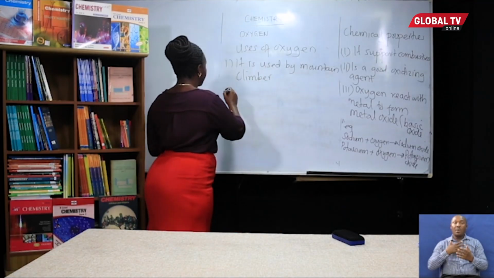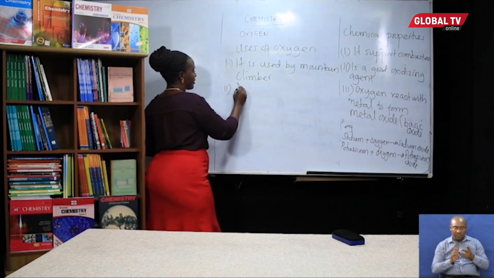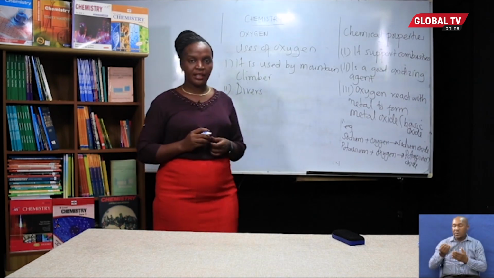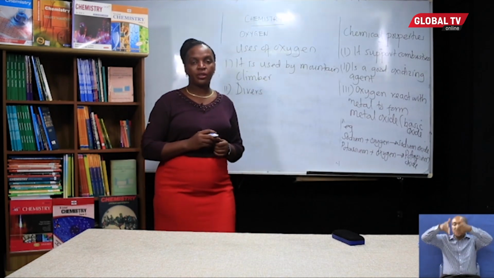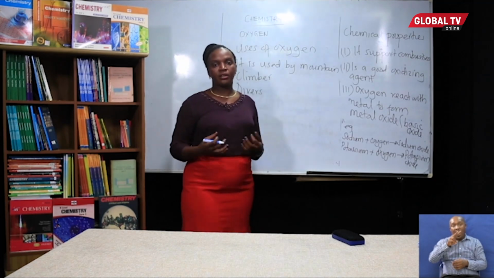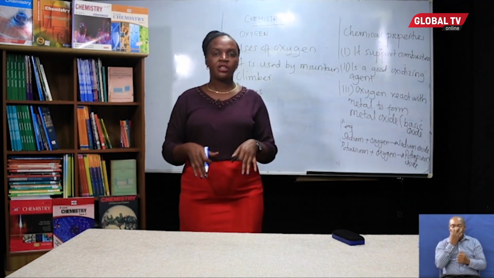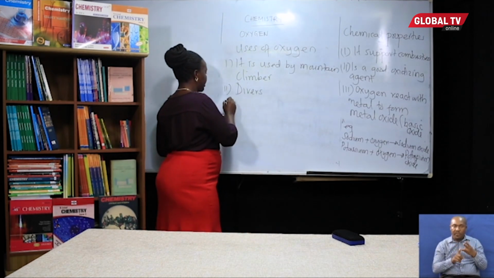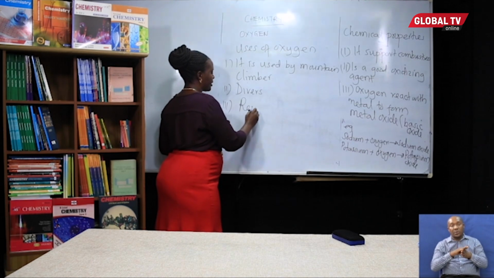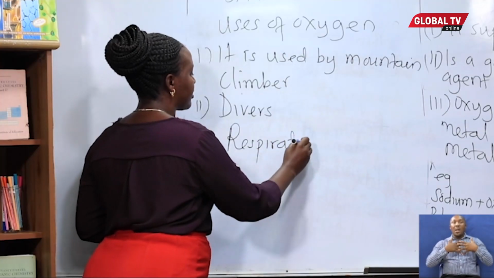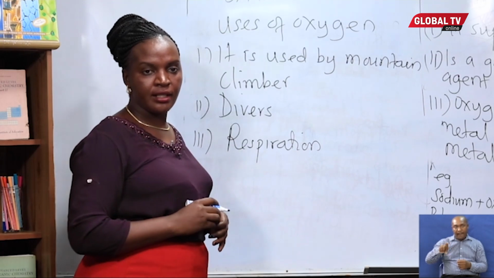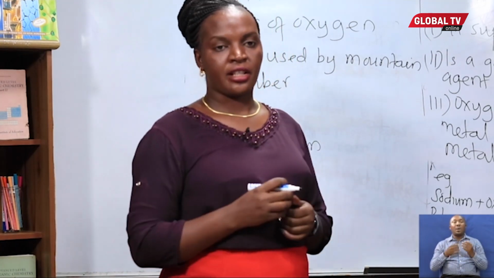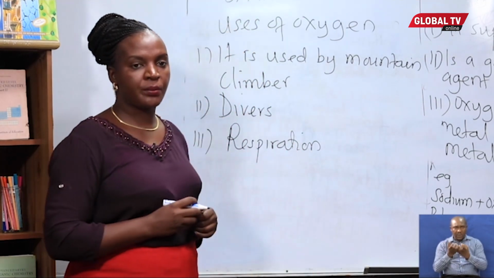But also, number two, it is used by divers who go deep down the sea. They need oxygen in order to go deep down the sea so that they can keep on surviving. And also, oxygen is used in the respiration process. We know that we are inhaling oxygen, so we need oxygen during the respiration process.